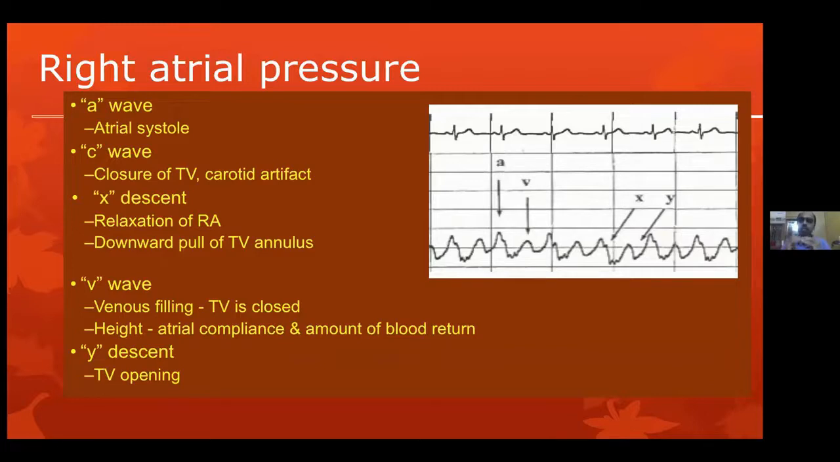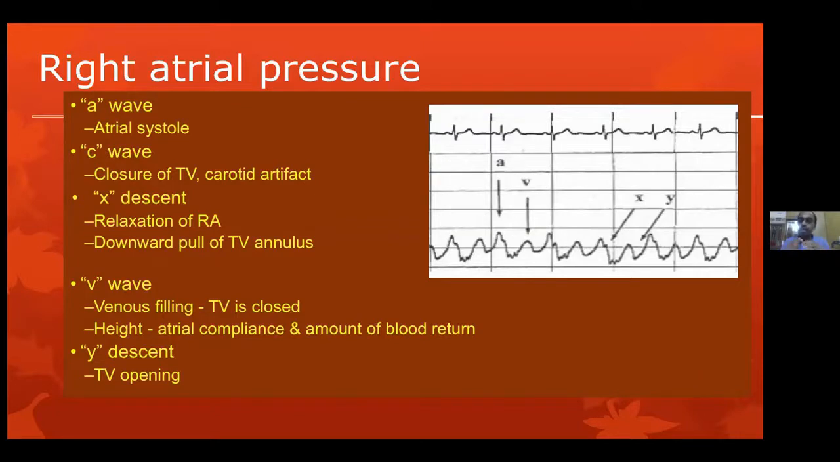The amount of pressure elevation happens from 3 millimeters of mercury to 7 millimeters of mercury, only 4 or 5 millimeters of mercury. So the delta P by delta T is very short, so the duration is also short.